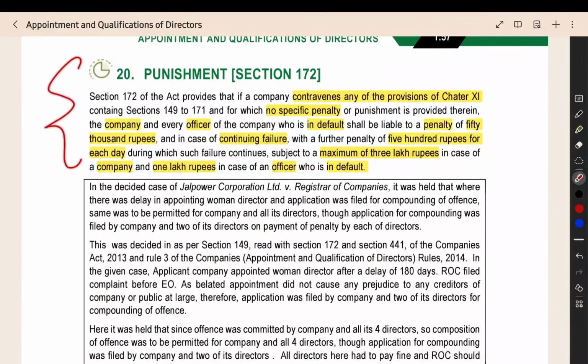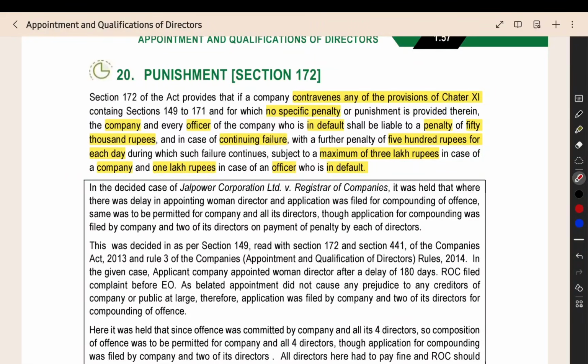Then the punishment section we are also having, that also you can read by yourself. No specific penalty: if under any section there is a violation but no specific penalty is given, then this penalty will apply. The officer in default will have 50,000 rupees penalty and the company also will have 50,000 rupees penalty. Continuing failure, 500 rupees for each day. Maximum 3 lakh rupees for the company, 1 lakh rupees for the officer in default. So that's all about this particular section 172.